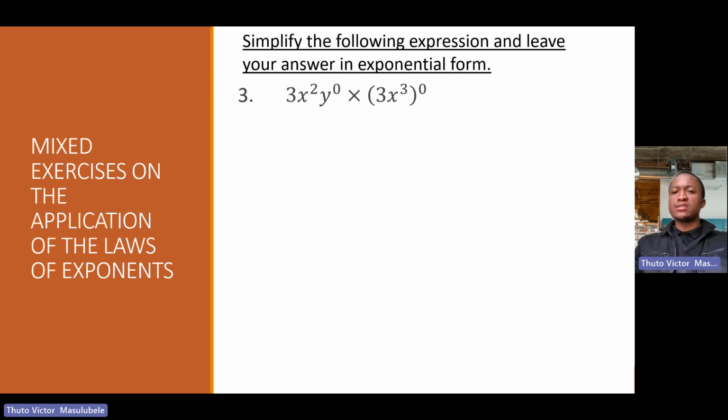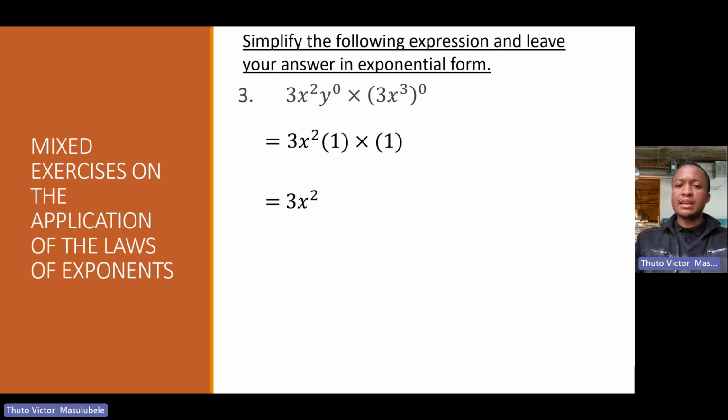If you look at the second factor, we have 3x cubed, all raised to the power of 0. So in other words, that entire expression will then result to 1, as illustrated on the presentation there. So you can see we have 3x squared multiplied by 1 times 1, and that will result in 3x squared as our final solution.